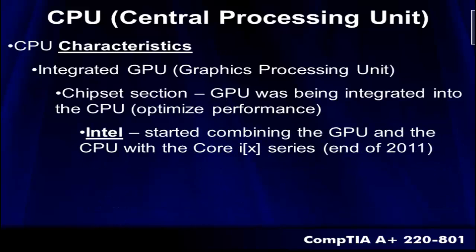Intel, on the other hand, is not playing the same game. They're not opening up anything. With Intel, they started combining that graphics processing unit with the CPU in their Core series. That was at the end of 2011. That's the Core i3, the Core i5 that I have, and the Core i7 series. It's when the integrated graphics processing unit happened with the Intel processors.